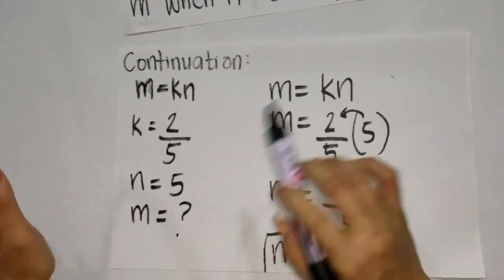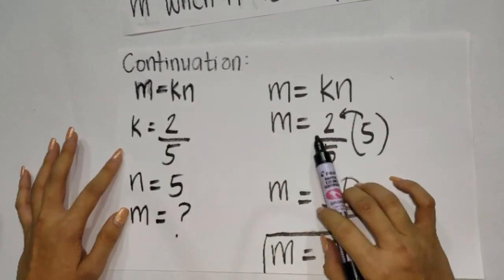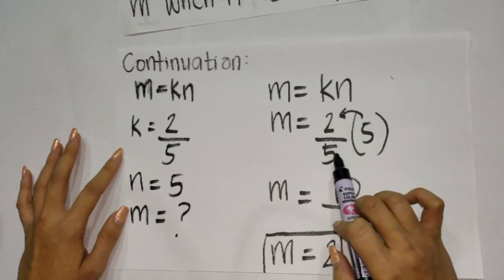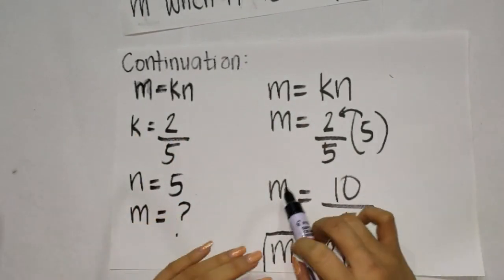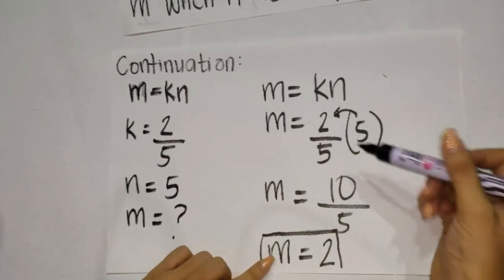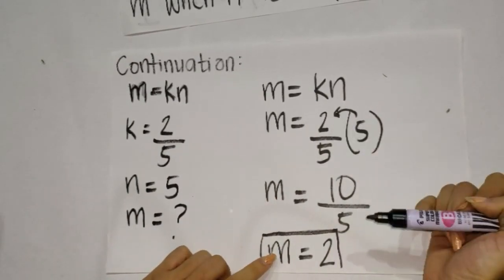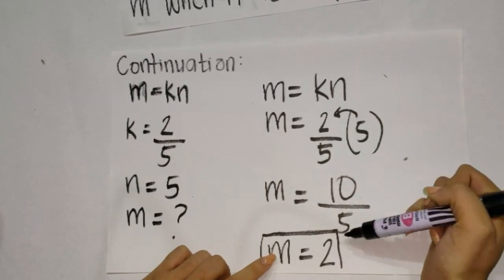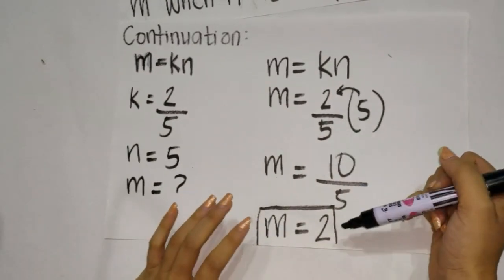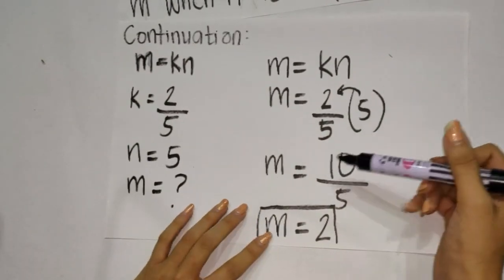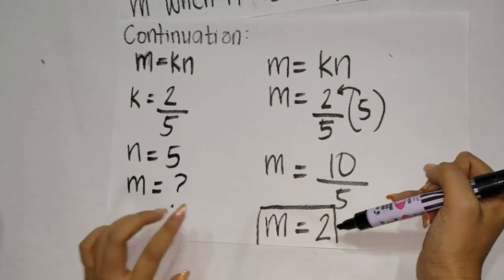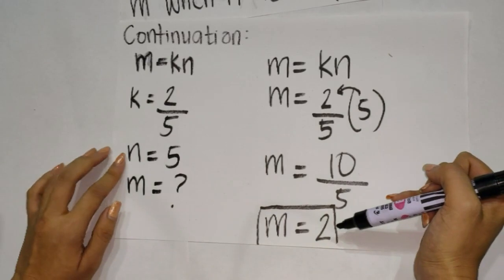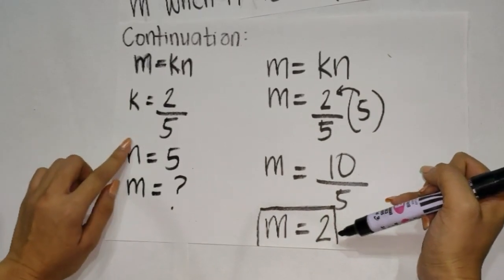So again, let's substitute the given. So we have m is equal to 2 over 5, which is the k, and 5, which is the n, so m is equal to 2 times 5. 2 times 5, that is 10. And then just copy the 5. Then to simplify it, we have m is equal to 10 divided by 5, that is 2. So the value of m when our n is 5 and our constant number is 2 over 5 is 2.